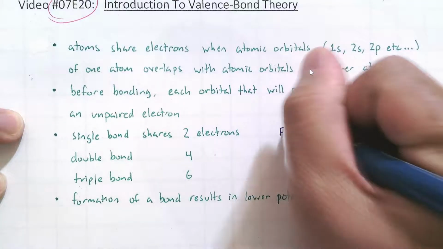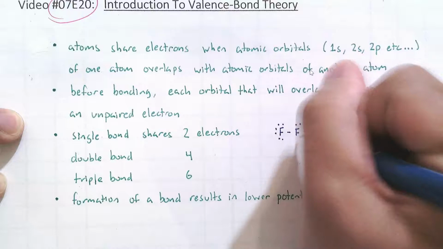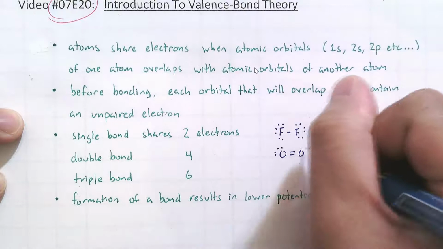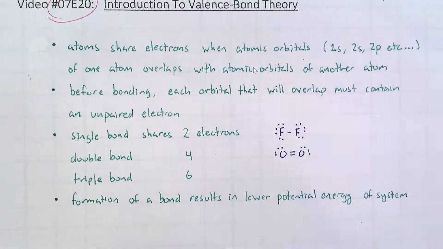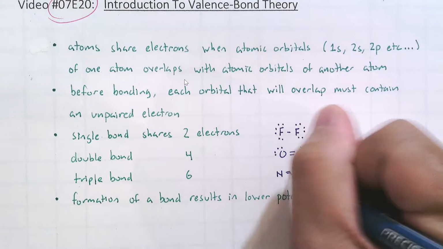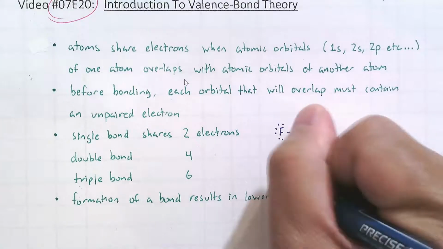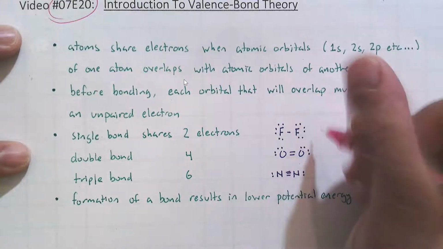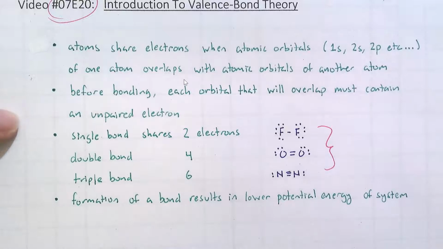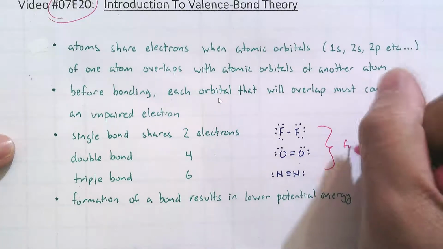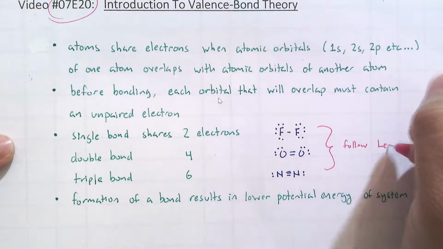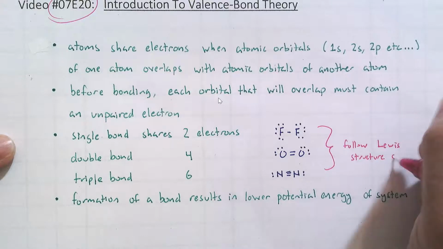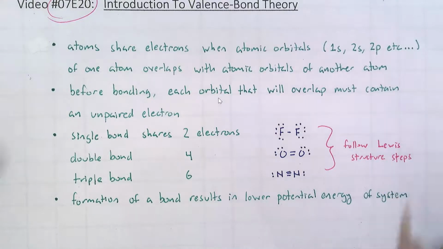Let me give you a couple examples of these types of bonds. Fluorine. So I am drawing the Lewis structure, and I am following the Lewis structure steps that we've discussed in previous videos. I just want to give right now examples of a double, single, and triple bond. Again, you could have done this without understanding valence bond theory. It follows the Lewis structure rules, or the steps to draw these Lewis structures.